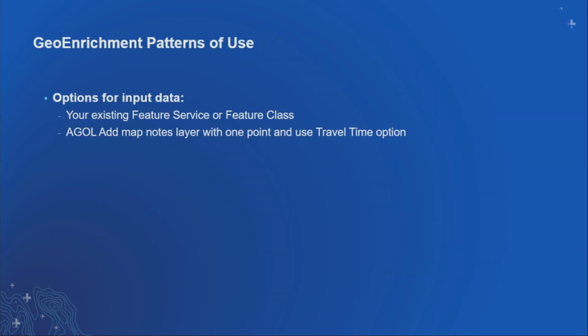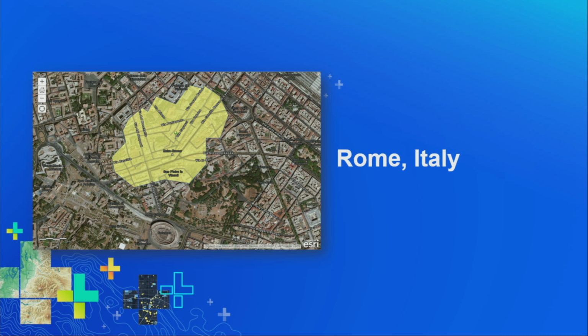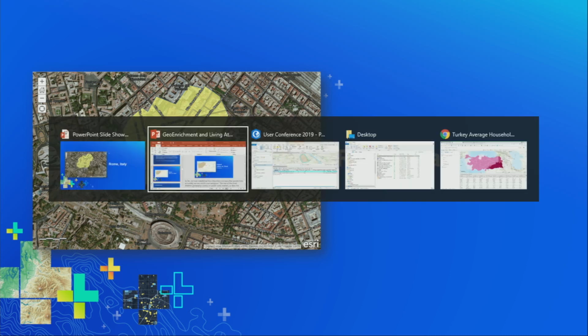All right, so next we want to shift gears and show some hopefully useful patterns that you can apply with GeoEnrichment. One of the ones that I found useful, particularly in just telling other people about GeoEnrichment. If you have to explain to your boss what this thing is and how it does its work, this is a good way to do it. And it's just using ArcGIS Online and adding a map notes layer with one point and then telling people what's around that point. So for this example, we're going to head over to Rome, Italy.